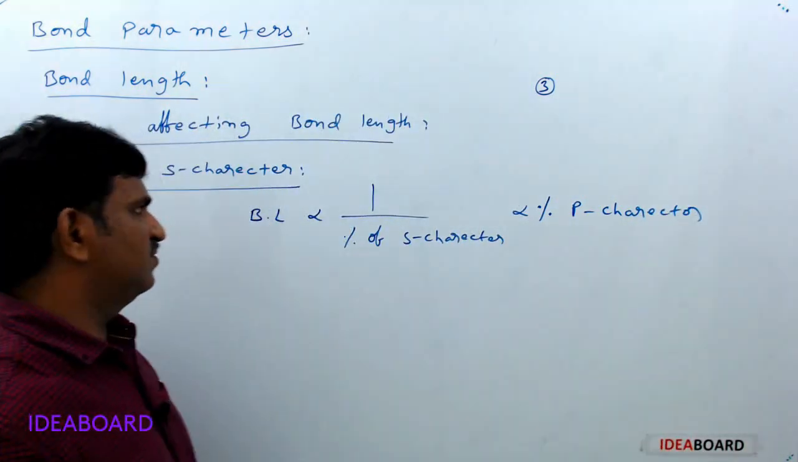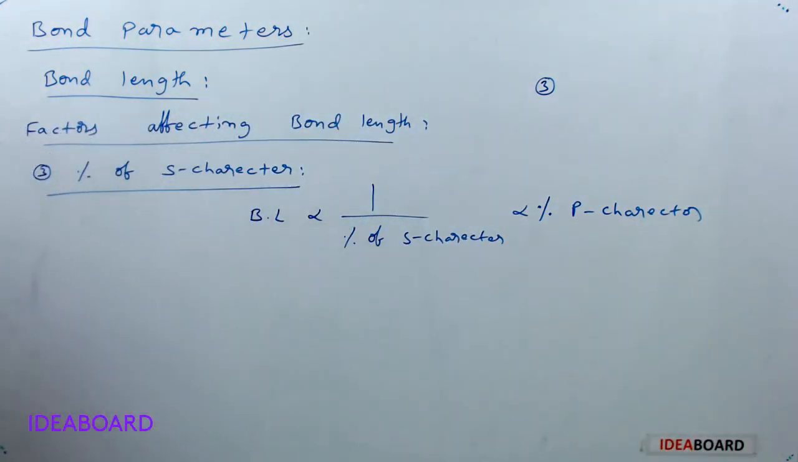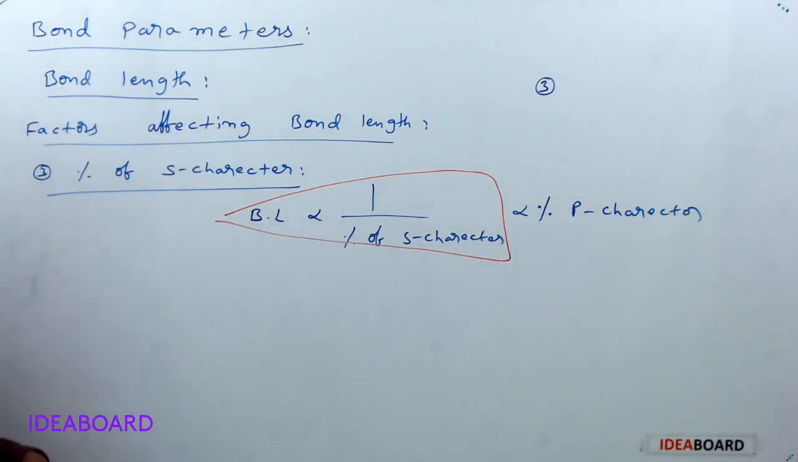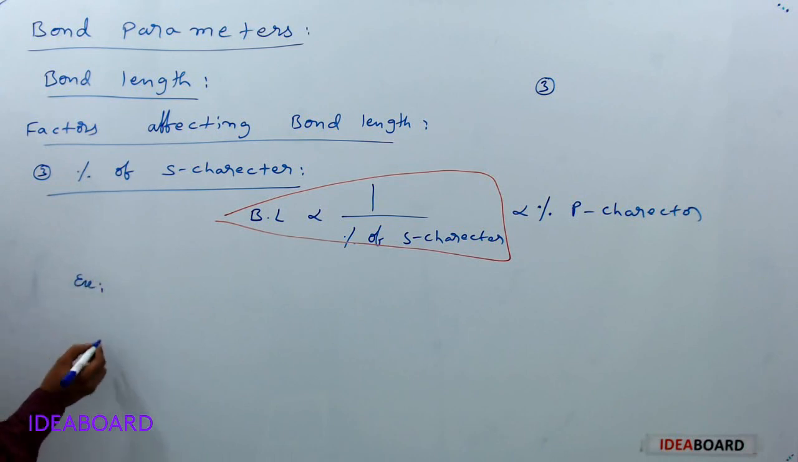So the percentage of S character or percentage of P character: bond length is directly proportional to P character, or inversely proportional to S character. Please remember this.